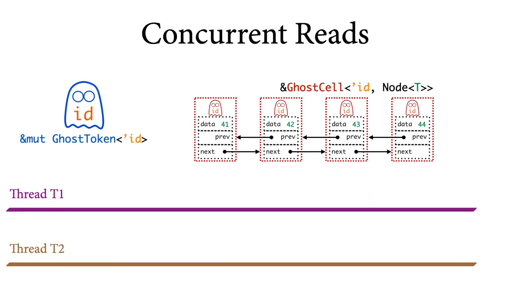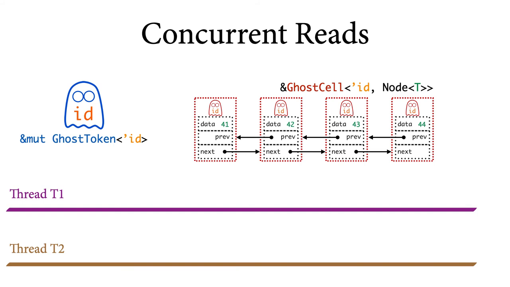Finally, we can also use our ghost token to enable concurrent reads of the list from multiple threads. The key point here is that just as you can use a mutable reference to the ghost token to obtain a mutable reference to any node in the data structure, you can also use a shared reference to the ghost token to obtain a shared reference to any node in the data structure.